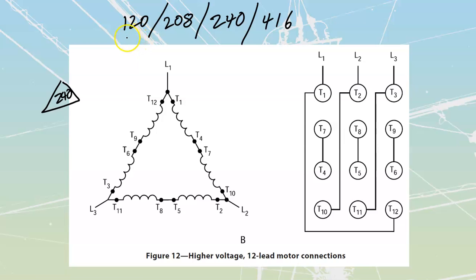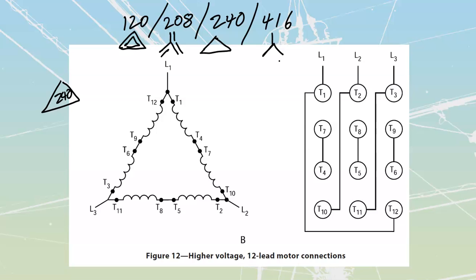Once again, this one over here is going to be my parallel delta. This one over here is going to be my parallel Y. This over here would be my series delta, single delta. This over here is going to be my series Y type of connection like that. 4 different connections that we can make with it.